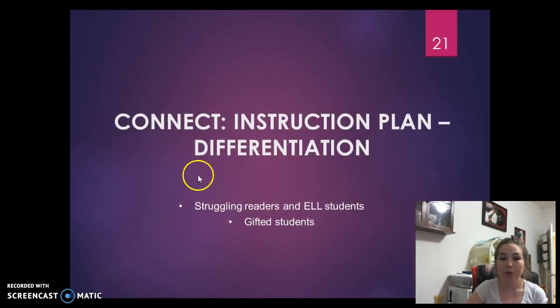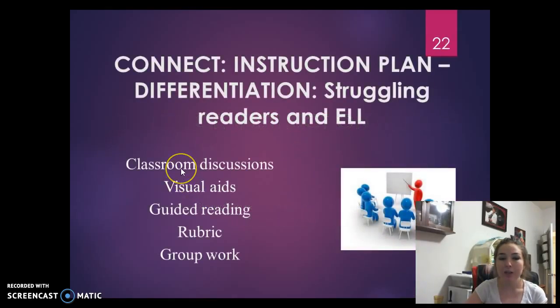There will be 2 different forms of differentiation. The first one is for struggling readers and English language learners. It is our hope that they should be guided through classroom discussions, visual aids, guided readings, rubric, and the group work.